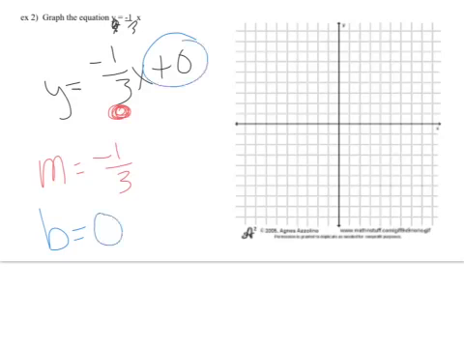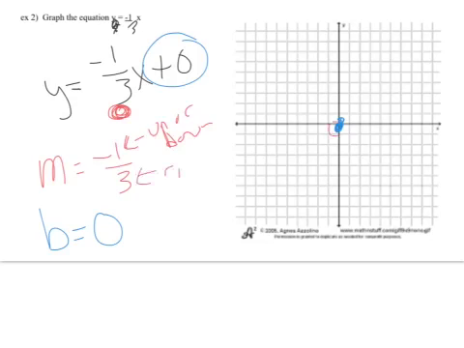Okay, step 3 says we're going to graph. So you're going to plot the y-intercept first, which is 0. So 0 is just going to stay right here at the origin, right where the x and the y intersect. Then we're going to do our slope, which is negative 1/3. So this top number is going to tell you up or down. Well, since this is a negative 1, that means we're going to go down 1.